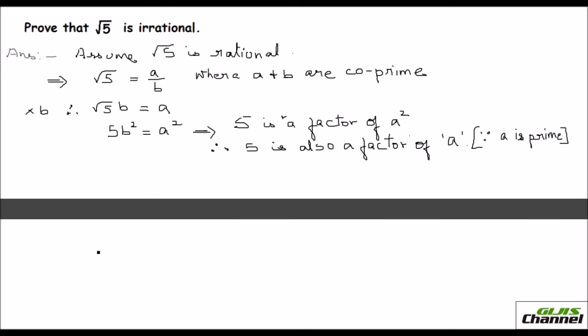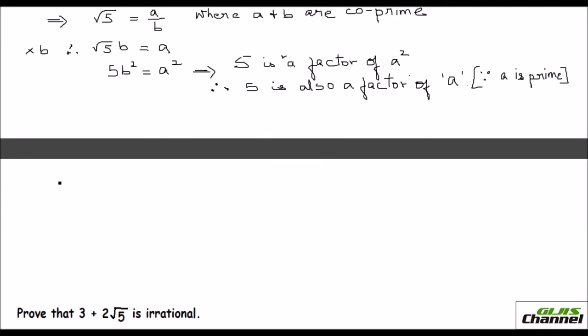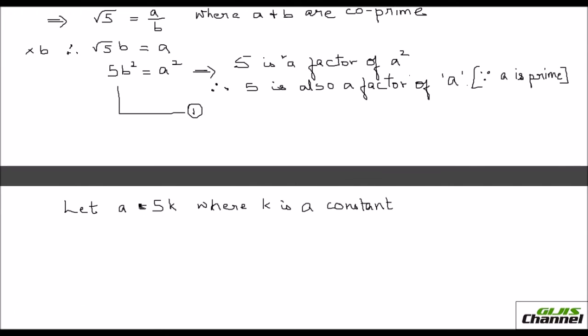Now let us move to b. For that, let a be equal to 5 times some constant k, where k is a constant. So 5 is a factor of a. Here it is all assumptions, and then you prove that your assumption is wrong. From equation 1, what you have is 5b square is equal to a square, right? This is your equation 1.